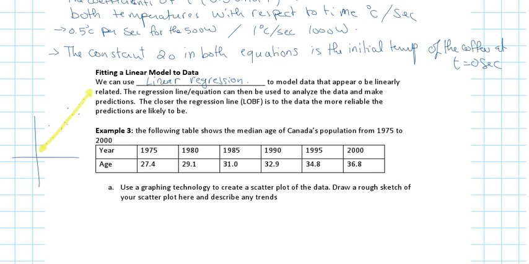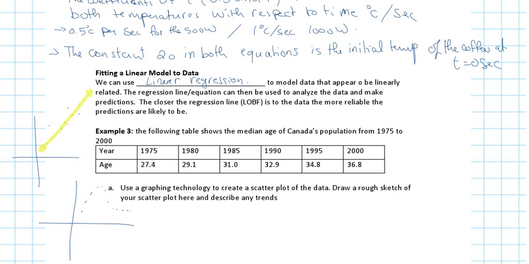We don't use linear regression when our points look like this, because this is not linear. What is it? I don't know. If I have this, for example, that could be quadratic. If it's like this, it's exponential. So it depends on how your graph looks. Sometimes your graph looks like nothing. That's not good.